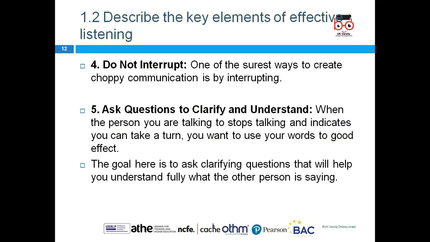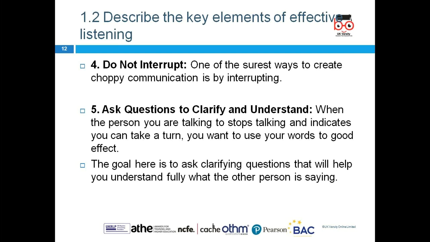Number 4, don't interrupt. The way to make choppy communication is by interrupting. Especially when you're talking in a meeting or a business environment, don't interrupt your clients or your customers. Let them get out what they're trying to say. After they've finished, when they've paused, then ask them a question, because when they stop talking, it means it's your turn now. We want you to talk. So if you're not 100% sure, ask them a question.